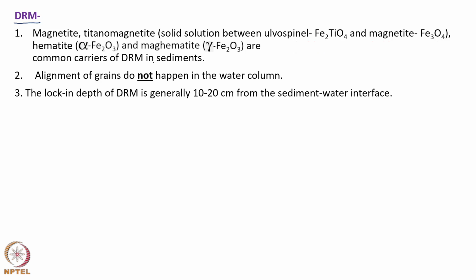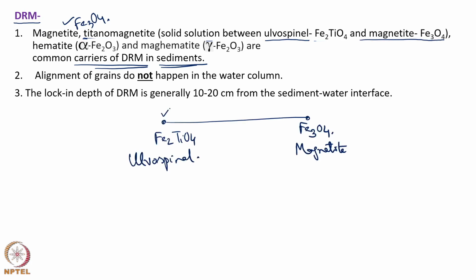What kind of minerals in sediments are common carriers of DRM? The answer is magnetite. The formula is Fe3O4. Then titanomagnetite, which is a solid solution between ulvospinel, which is Fe2TiO4, and magnetite Fe3O4. These are the two end members of a solid solution series. At one side is the ulvospinel Fe2TiO4 and at the other end is Fe3O4 magnetite. In between there can be minerals of different compositions.